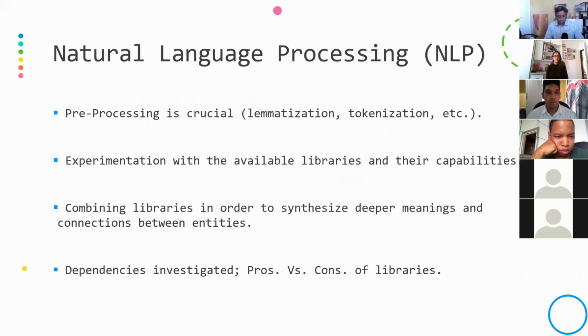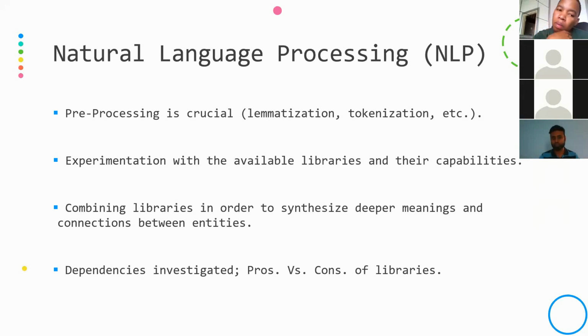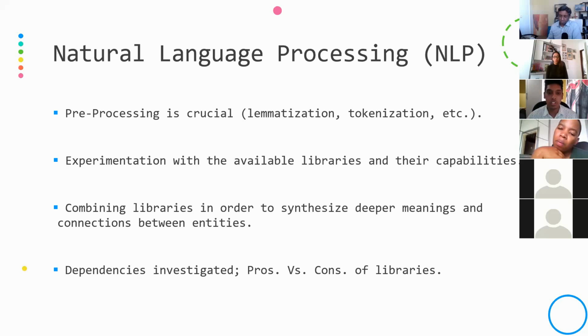So the natural step after working on algorithm development was the natural language processing aspect of things, and this is something which I think we can't get away from in our Chemicals Without Borders project. We all need to have that pre-processing step and to have the cleaned text, so to speak, in order to work with our system that we have in place. So I spent a fair amount of time experimenting with the available libraries and their capabilities as well, and also spent some time combining the libraries in order to synthesize some deeper meanings and observing the connections that were available to be formed between the entities depending on the libraries used.